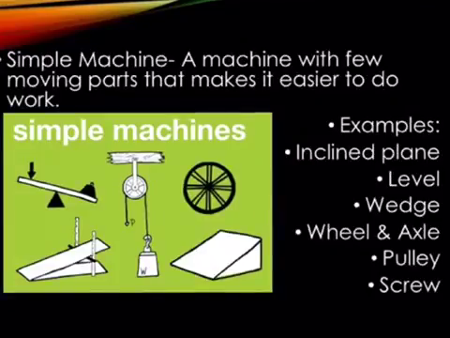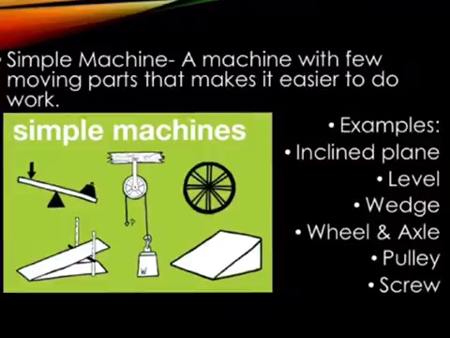All right, our first vocab word of the night is simple machine. A simple machine is a machine with few moving parts that makes it easier to do work. For example, there are 6 different simple machines we're going to cover this year in class: an inclined plane, lever, wedge, wheel and axle, pulley, and screw. So these simple machines make work easier for people, whether you're lifting an item or trying to move an item. All of these simple machines will make the job easier for you, especially if it's a heavier item.